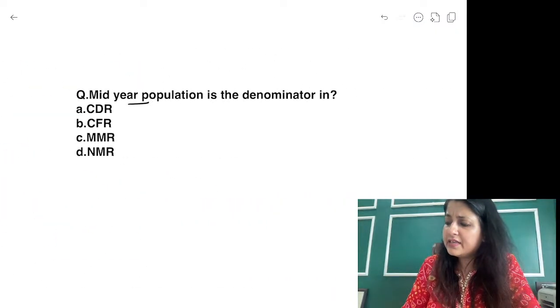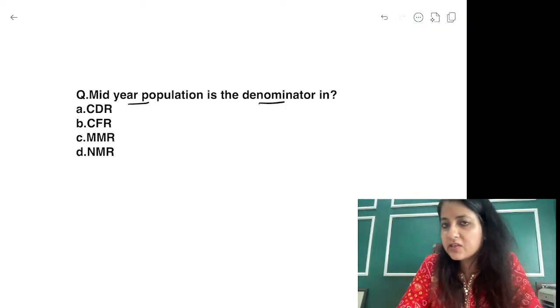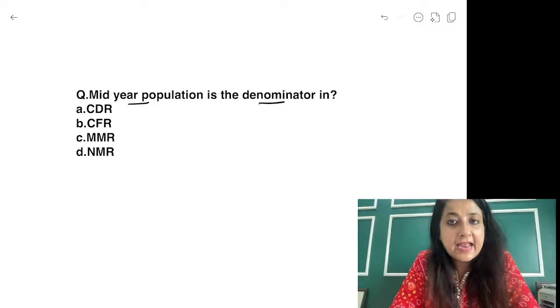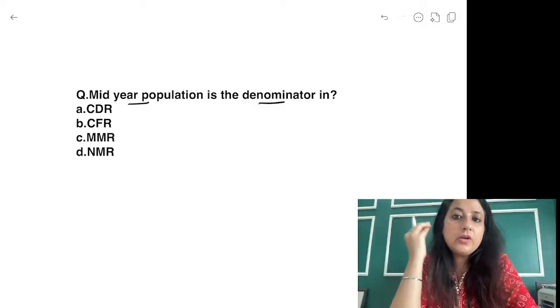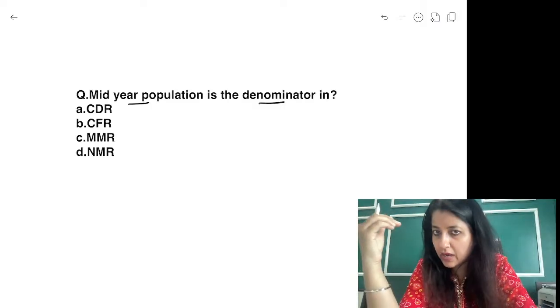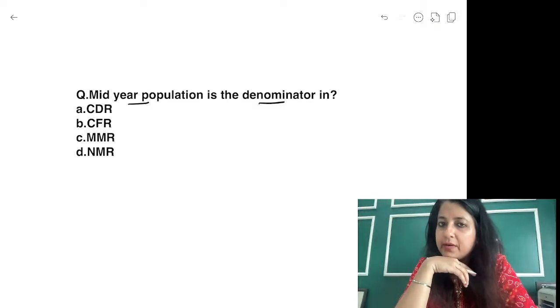Next one. Median population is the denominator in. Anybody remembers? I had given you a very golden point over here. Where do you have the median population as denominator?